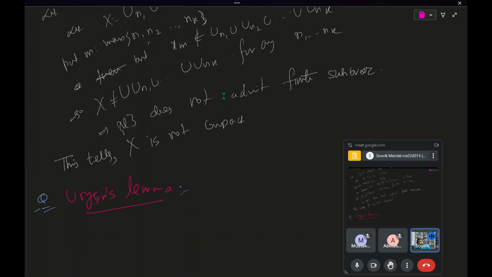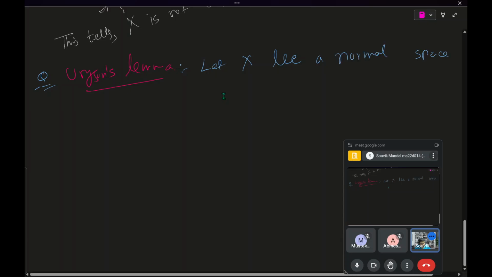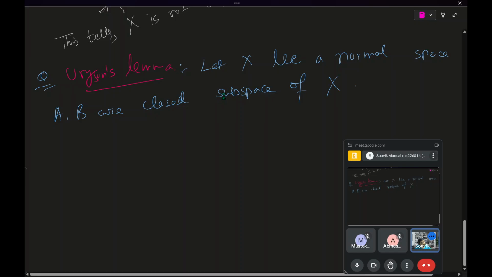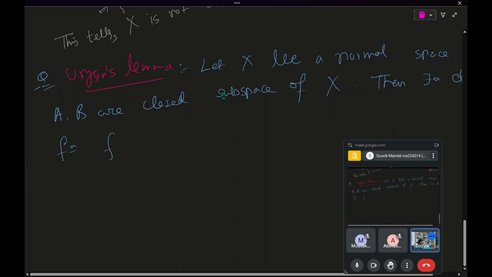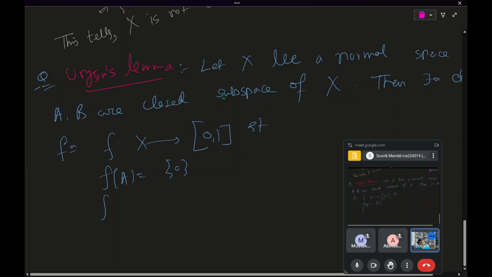What this tells is: let X be a normal space and A, B are closed subspaces of X. Then there exists a continuous function f from X to [0,1] such that f of A is equal to the singleton {0} and f of B is equal to the singleton {1}. Okay, so this is what the lemma demands.